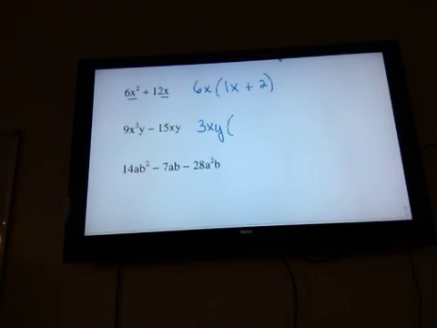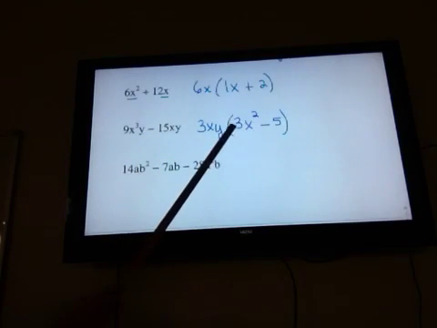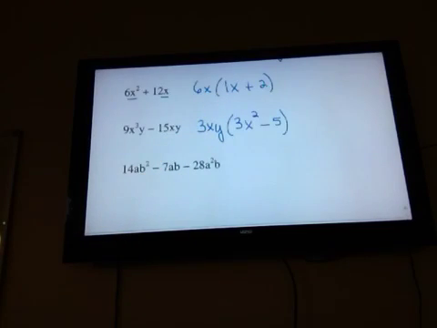3 into 9 is 3. X from x to the third leaves me x to the second. So I took 1 from the 3, leaving me x squared. Y into y would cancel. Minus 3 into 15 is 5. X into x would cancel, and y into y would cancel. And again, I would mentally just do a quick check. You get back what you started with, and then again, make sure what you have in parentheses does not have a common factor other than 1. Okay.